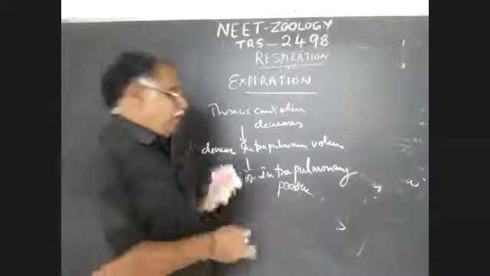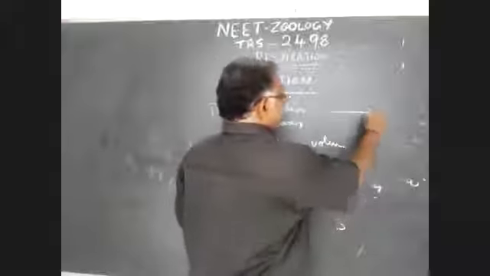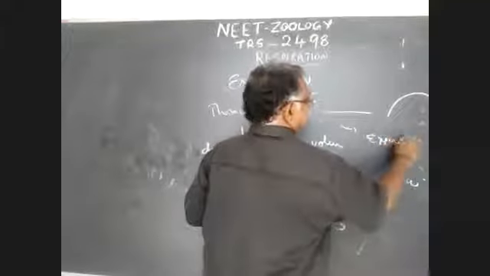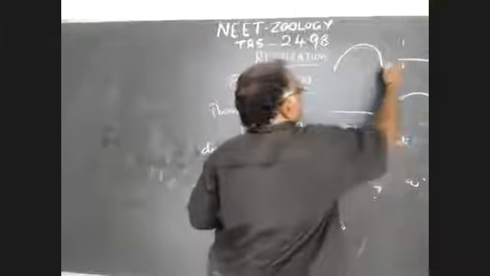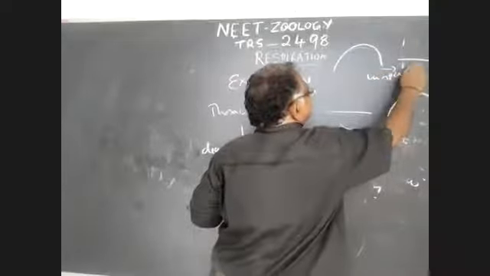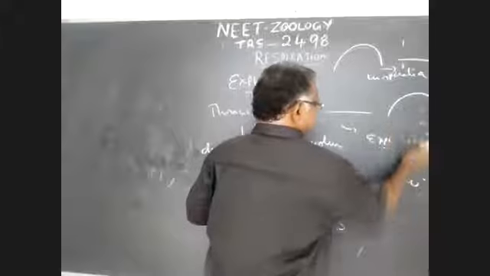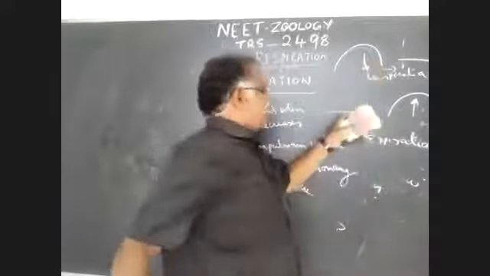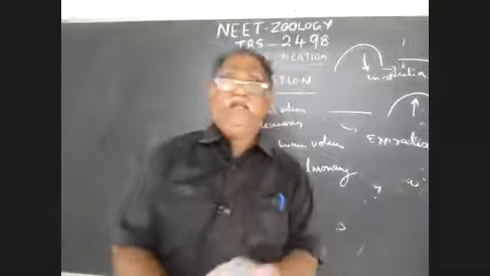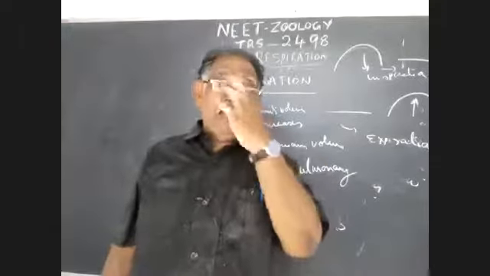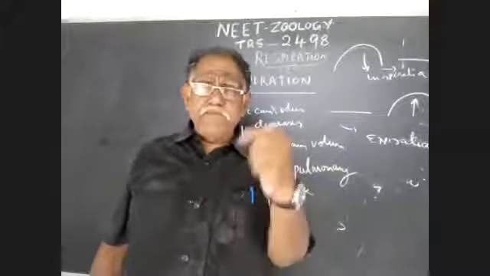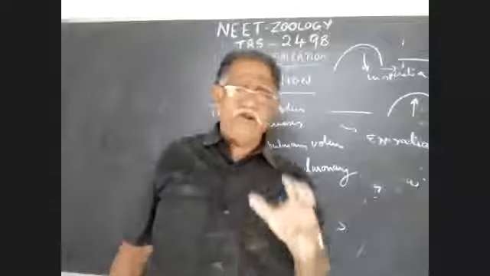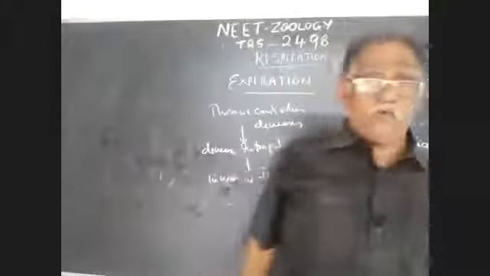So, what are the physical changes? The flattened diaphragm in expiration becomes dome shaped. During expiration, the flattened diaphragm becomes a dome shape. That is another point. So the diaphragm is dome-shaped, it is flattened during inspiration and again becomes dome shaped in expiration. These are the important points which you have to keep in your mind in the NEET examination.